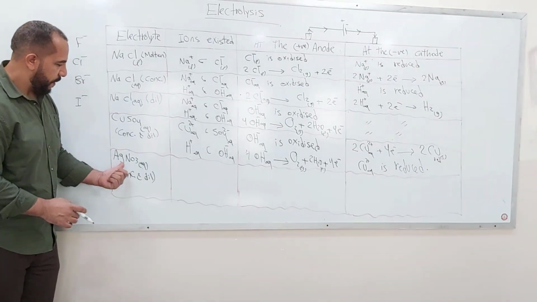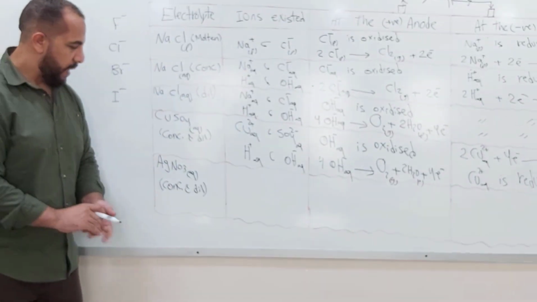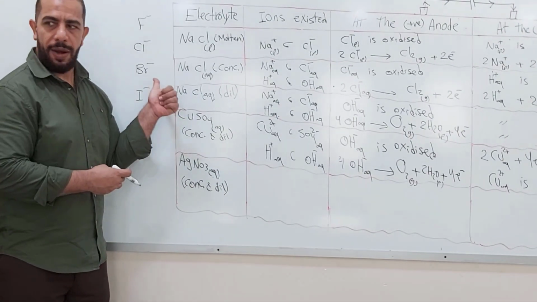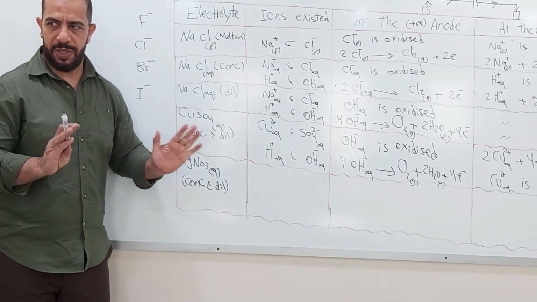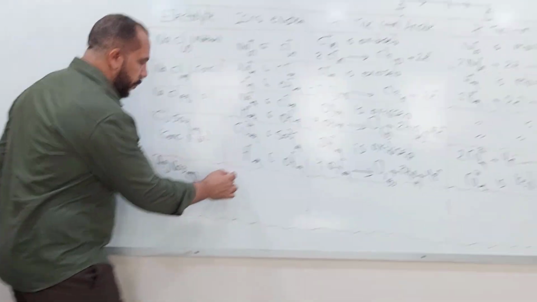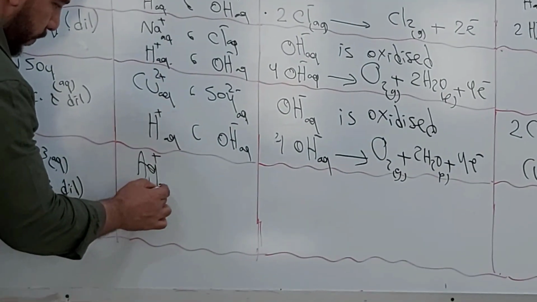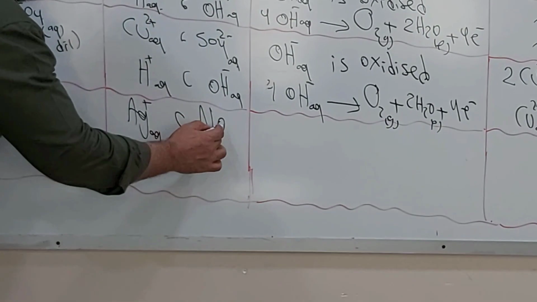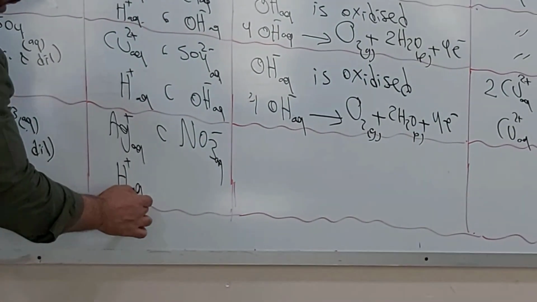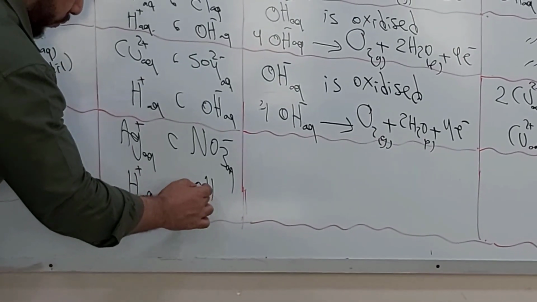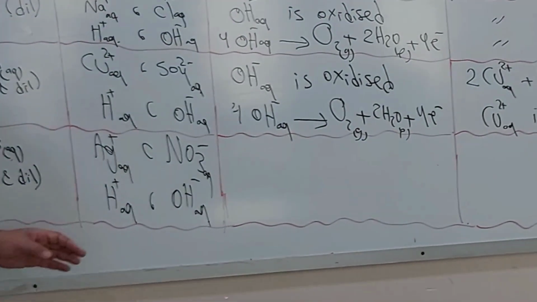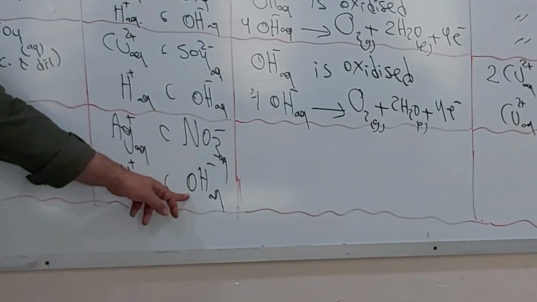What about the last case? This is silver nitrate. See, guys, concentrated or diluted, it doesn't matter. Why doesn't it matter? Because no halide. Once no halide, concentrated and diluted doesn't matter. So here, what about the species we have? Here we have Ag⁺(aq), NO3⁻(aq), H⁺(aq), and OH⁻(aq). Okay, here we have NO3 and OH.